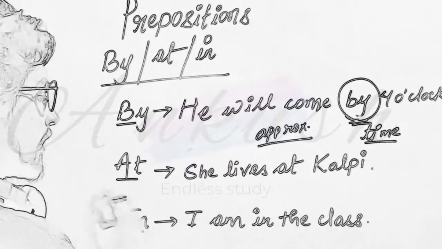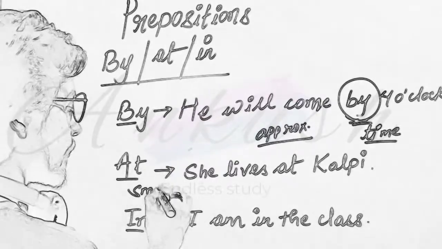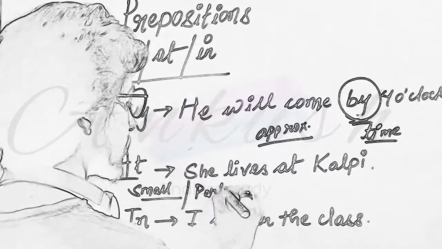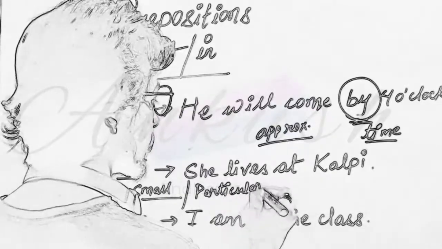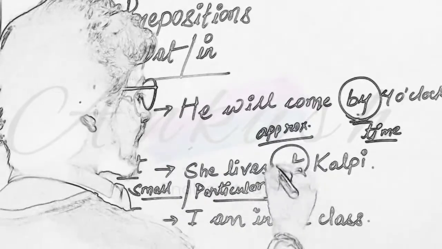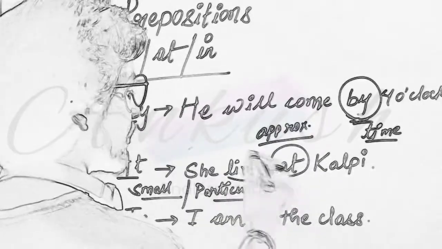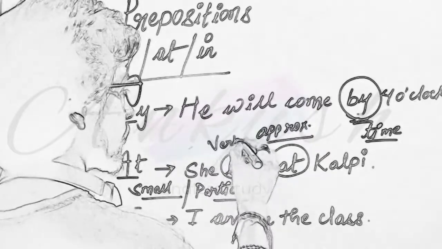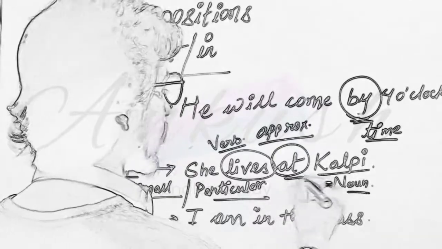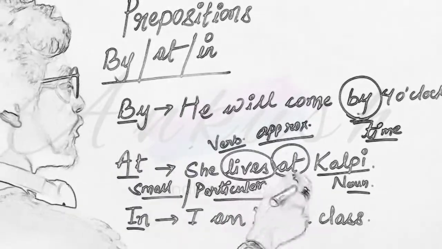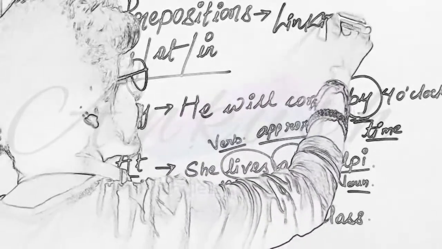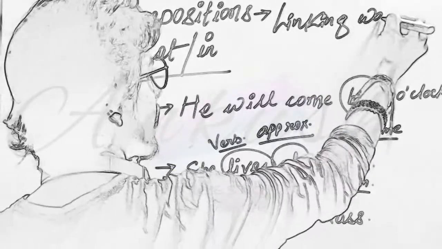For the use of at, it is basically used to denote small places or a particular moment or time. For example, she lives at Kalpi. For small places, at is used. You can see here lives is the verb and Kalpi is a noun. So at is working here as a linking word, and therefore at comes in the category of prepositions. As I told you already, prepositions are linking words.